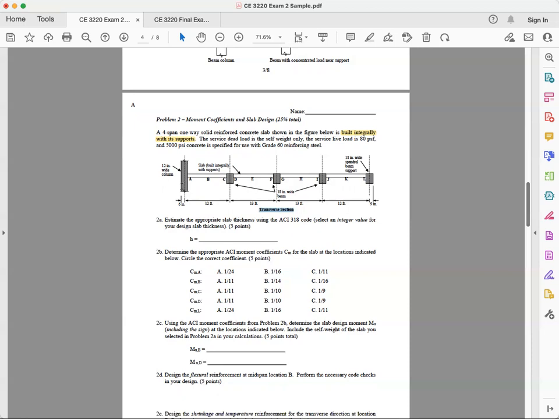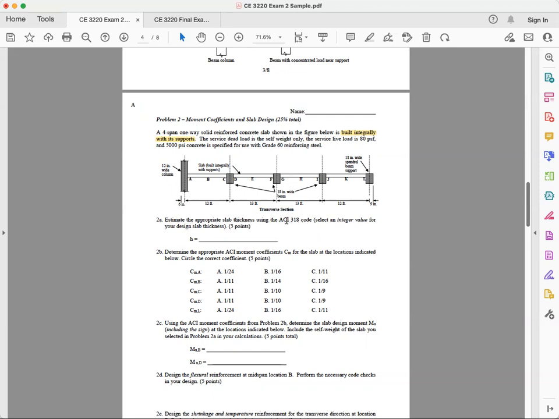3 rows of coefficient numbers, right? And this is a column, so there's 1 row that we're going to go with, and you will see which row that is, okay? Once you have that row, you can have all these coefficients mapped out, okay? But before we go there, estimate the appropriate slab thickness using the ACI 318 code.